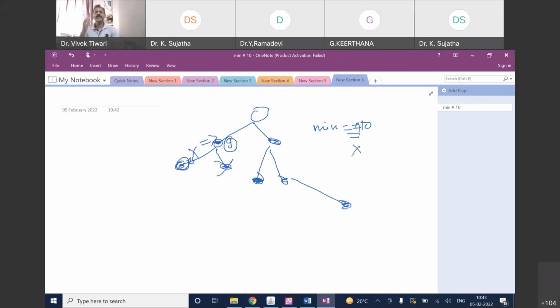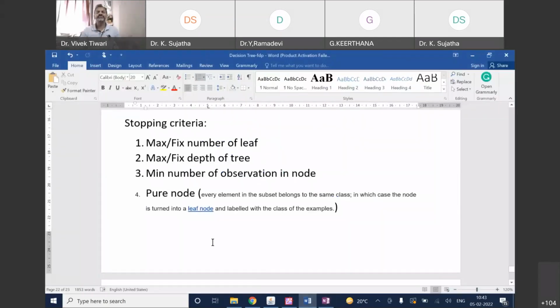So these are all the ways I am discussing only to restrict the growing of the tree, because having a large, huge tree is not good. These are all those things that stop you.